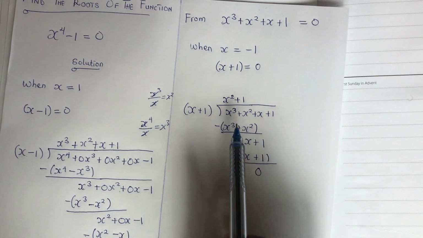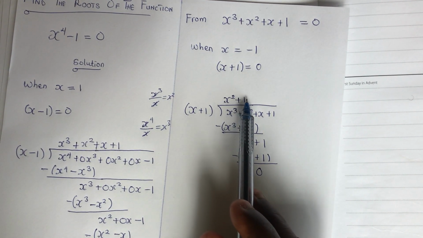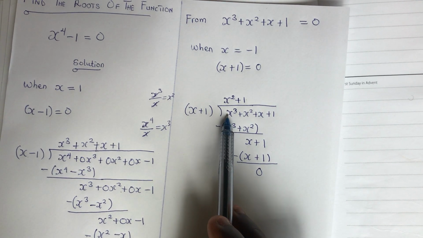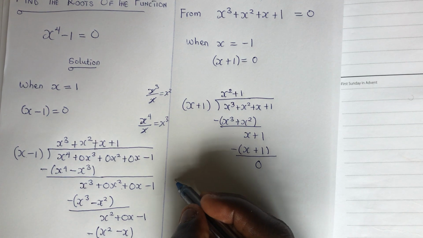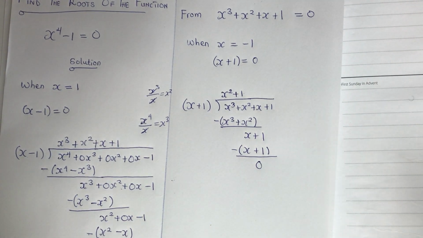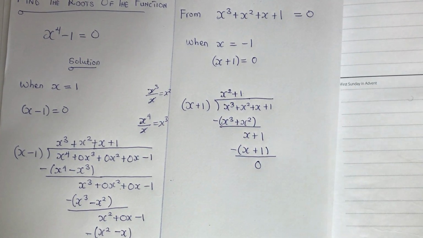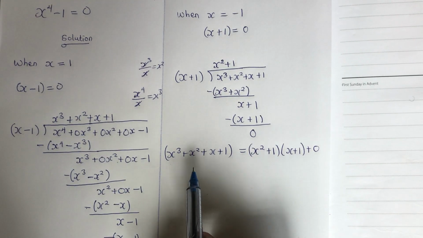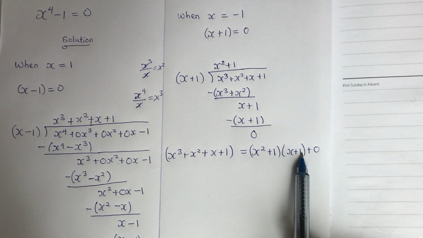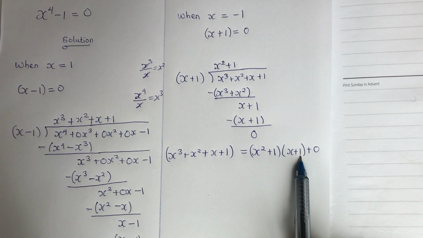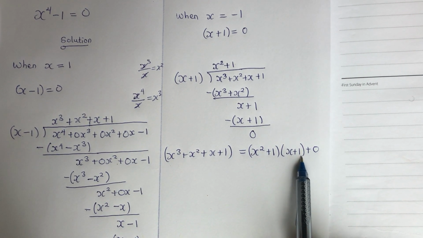Now what is our quotient? Our new quotient is x squared plus 1, and this is our divisor, this is our dividend. So now our dividend is equal to divisor times quotient plus remainder. And so this is it. This is what we have. Now remember that when we equate only this side to 0, we can find x to be what? 1, which is our first factor.